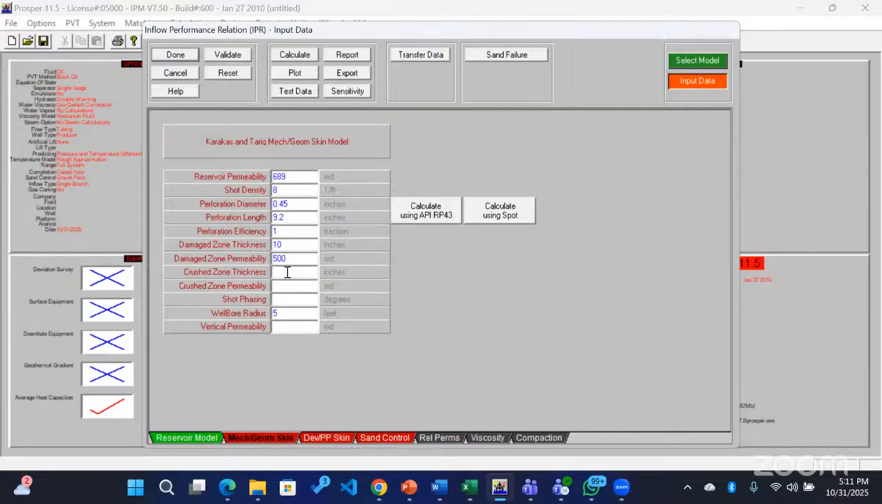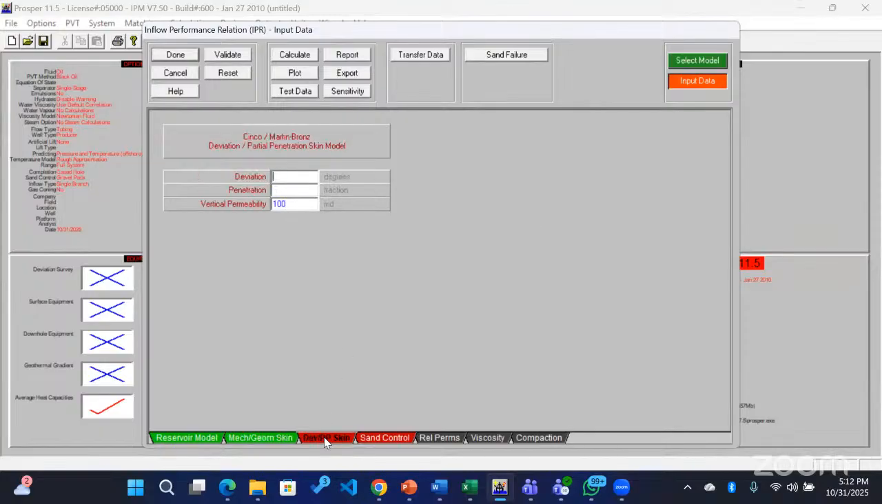Like I said, all these figures are just assumed for the case of this demonstration, so they do not represent true figures. So crushed zone thickness 0.2 inches. Crushed zone permeability, let's say 200 millidarcy. Then shot phasing around 120 degree. Then let's assume our vertical permeability to be 100 millidarcy. So we are done with that.